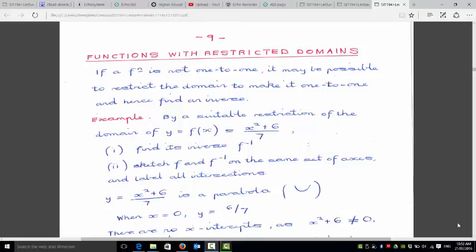The question is, given a function, if this function is not a one-to-one function, how can we get the inverse function? Because the inverse function requires the original function to be one-to-one. So if a function is not one-to-one, it may be possible to restrict the domain to make it a one-to-one function and hence find the inverse. Here we have some examples.